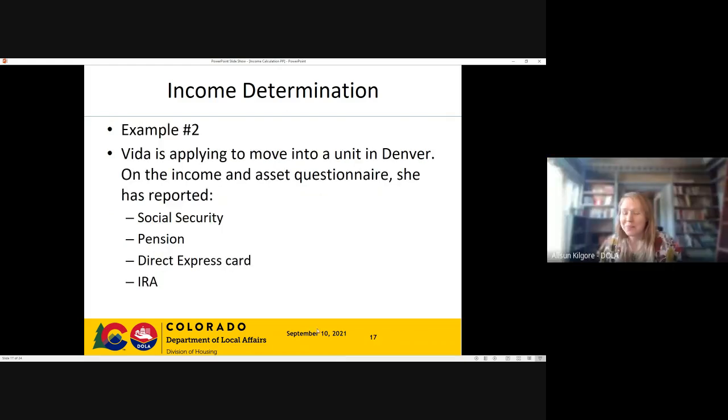All right, example 2, things are going to get a little more tricky here. So in example 2, we have another household that is applying to move into a unit in Denver. She's reported on the income and asset questionnaire that they have income from Social Security, income from pension. Their assets are loaded onto a Direct Express card, and they also have an IRA.